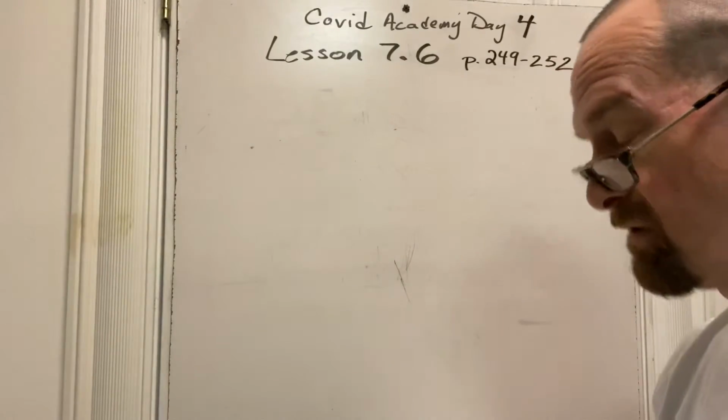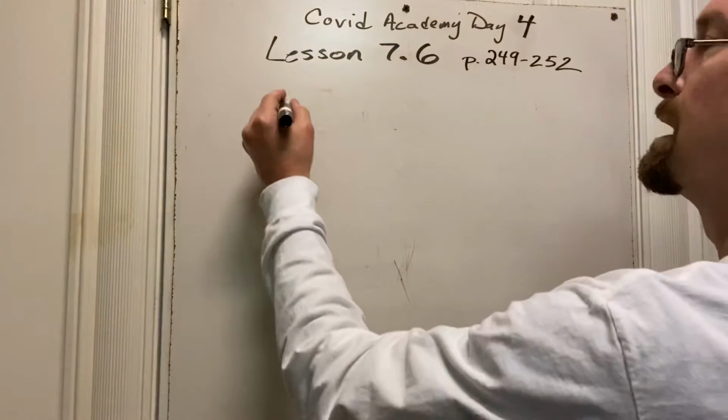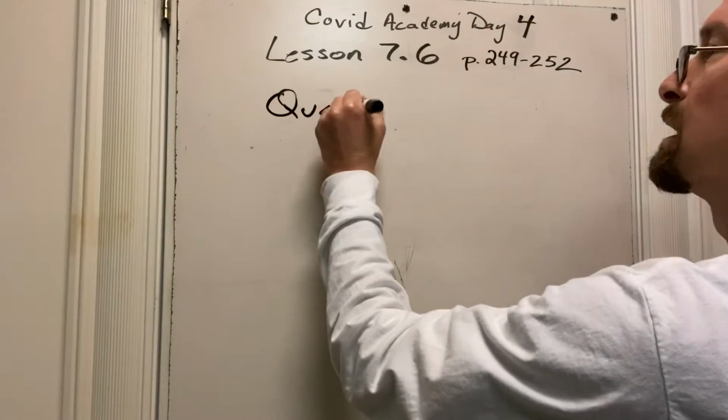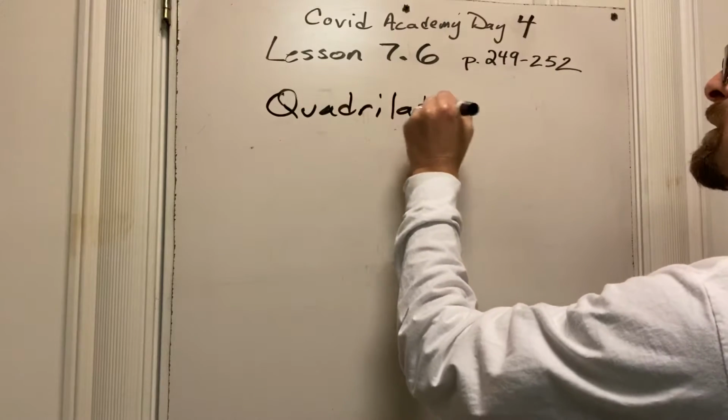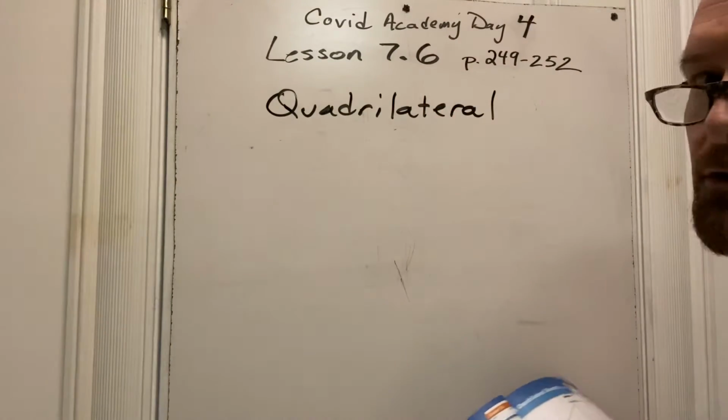I want you to understand what a trapezoid is. A trapezoid means, so the first thing is just quadrilateral. All we're talking about today is quadrilateral, which is just a fancy way of saying a 4-sided shape.